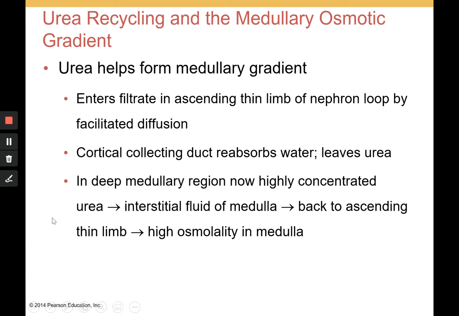Next, we're going to look at urea recycling and the medullary osmotic gradient. With urea recycling, we're going to see that this molecule, which is a nitrogenous waste, is used to help us regulate the osmotic gradient that we were creating using the countercurrent mechanism. So urea recycling in the inner medulla also contributes to the osmotic gradient that we were generating in the nephron loop, or loop of Henle.